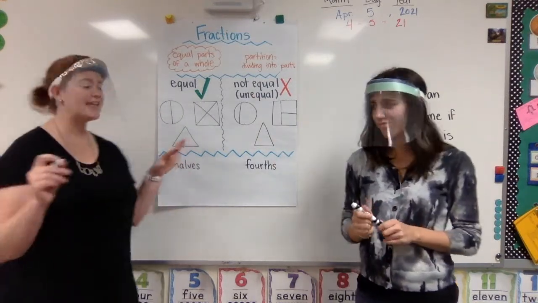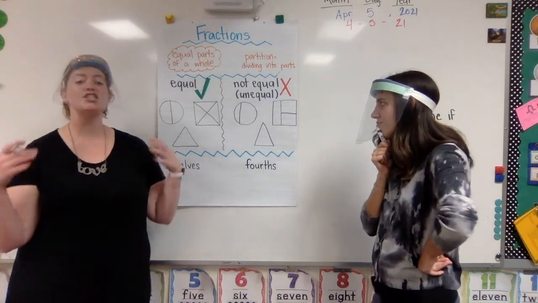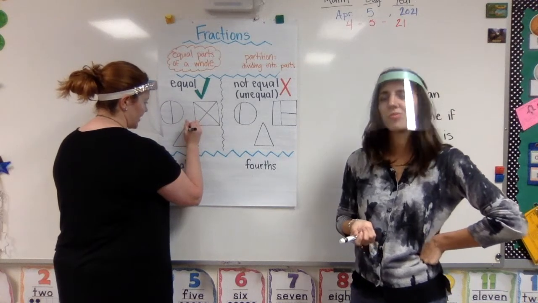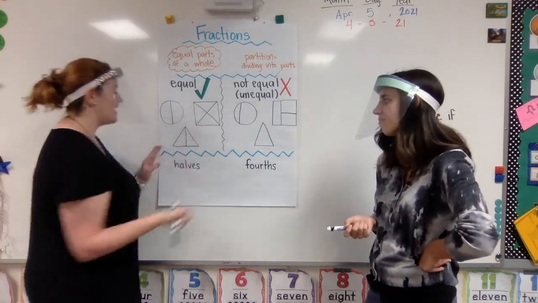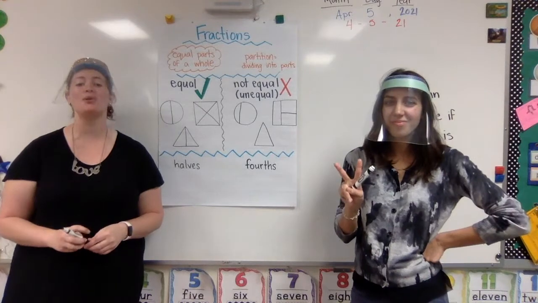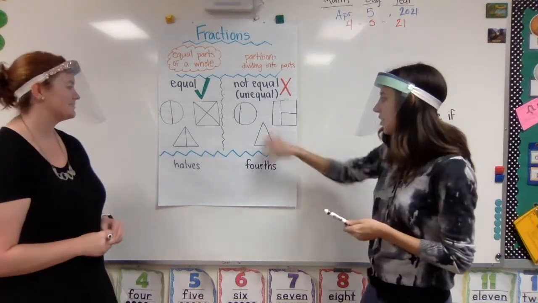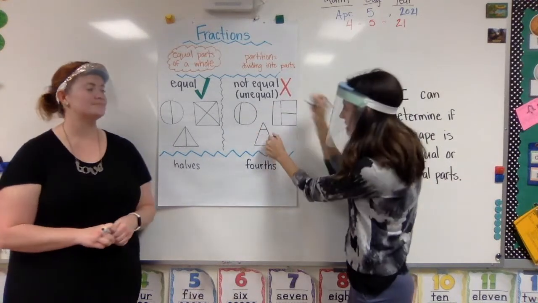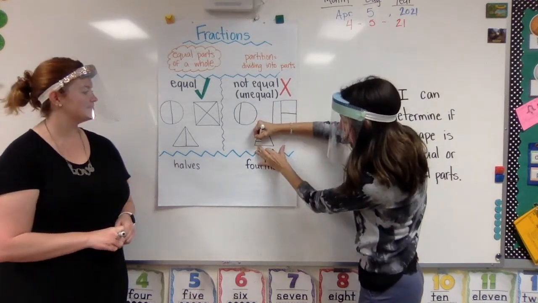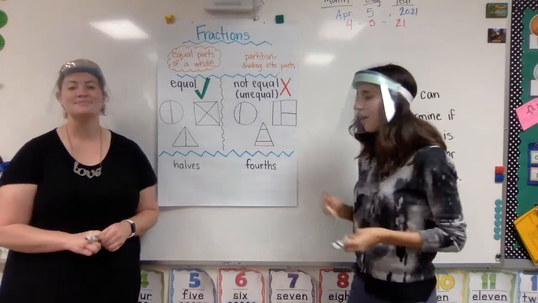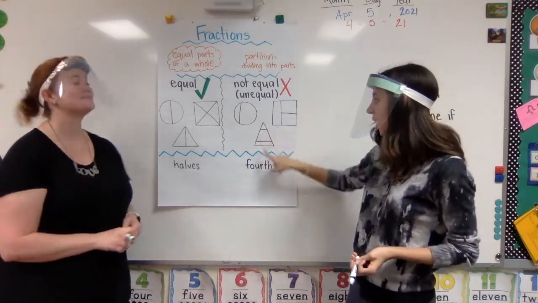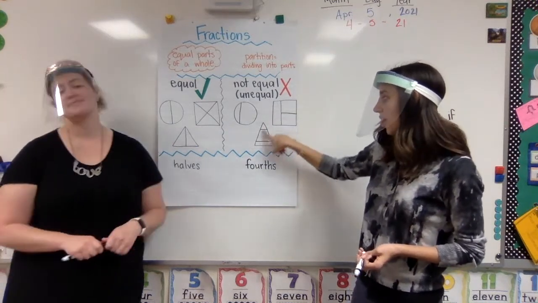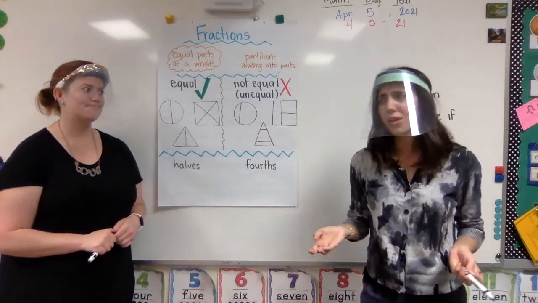Okay, well, let me see if I can partition this triangle into equal parts. Oh, I'm just going to draw a line straight down, just like this. Now I have 2 equal parts. Well, if I were to partition this triangle into unequal parts, I could make a little tiny triangle up here. Oh, and I could make a big long rectangle down here. And these are definitely unequal parts because this is a little tiny part of the triangle, and this part is huge right there. Does not look equal at all.